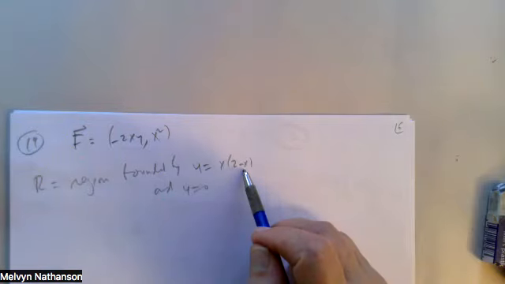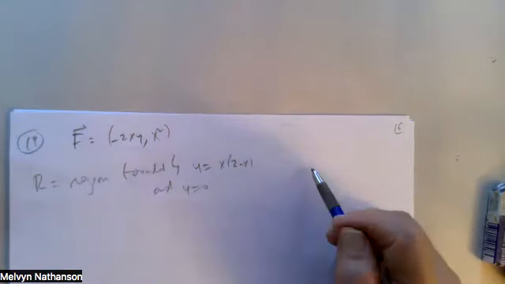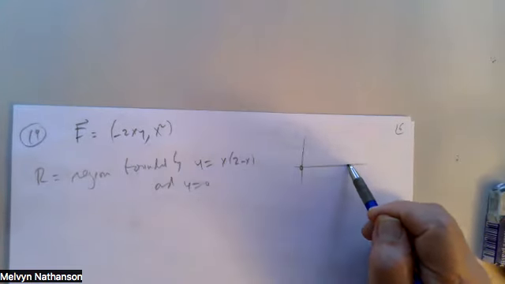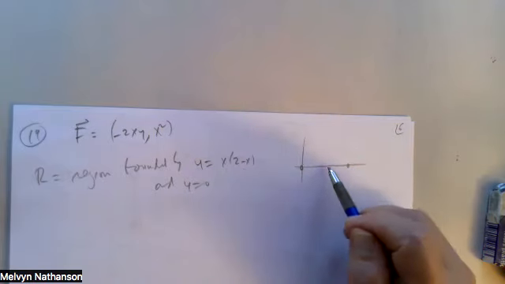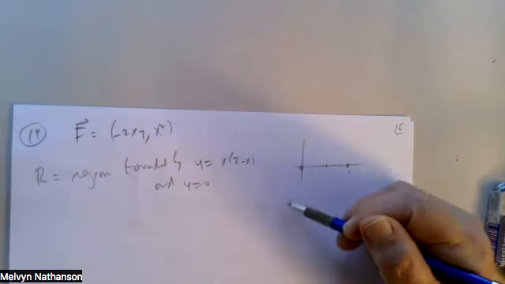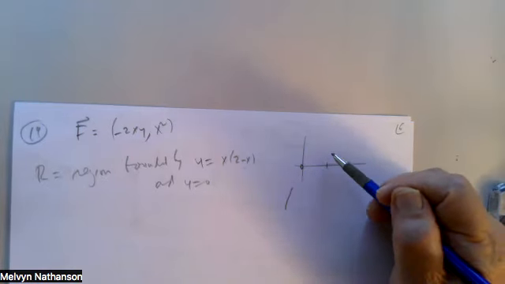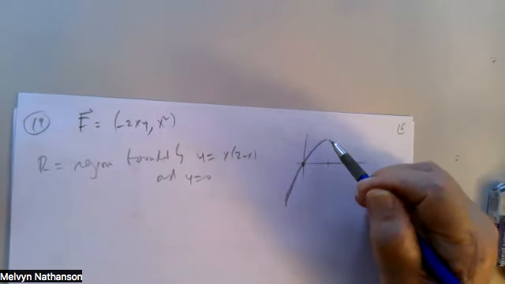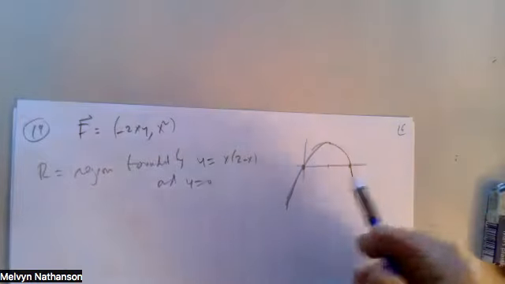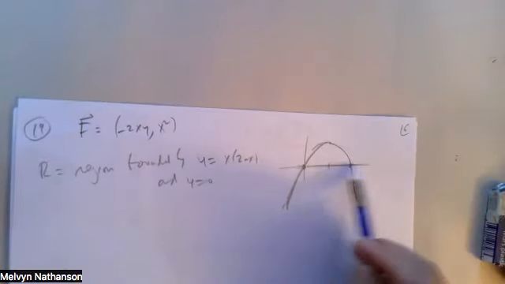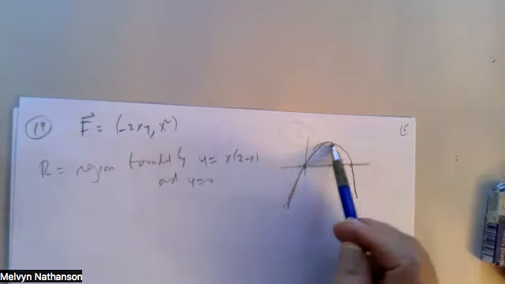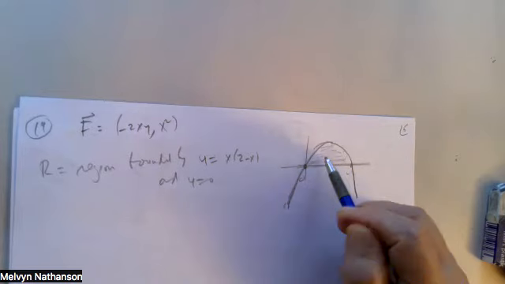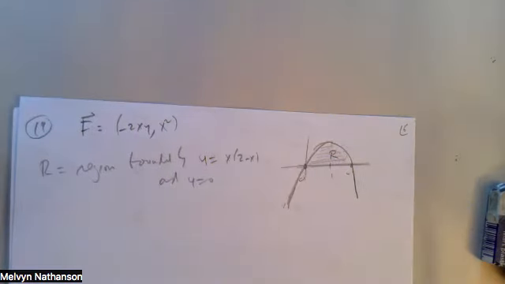How do I know this is a parabola? This is 2x minus x squared. It's quadratic, and it's 0 at 0, and it's 0 at 2. The parabola looks like this, and when x is equal to 1, it's equal to 1. So that's the parabola, and this is y equals 0. So the region is this part of the parabola right here. That's my region R.